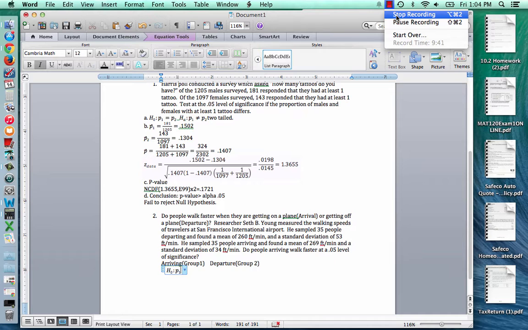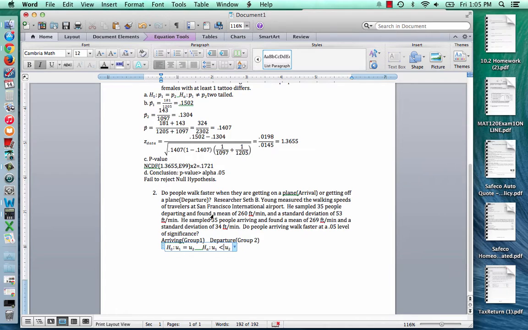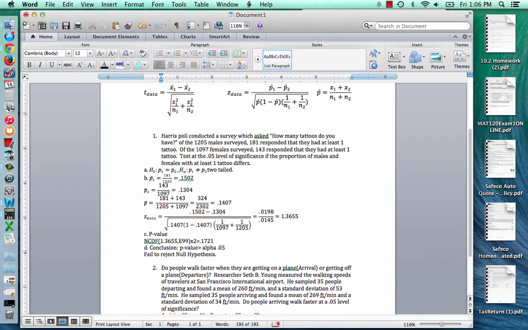We're using means here because we're given means and standard deviations. Okay, now I have the correct alternative and null hypothesis in there. Sorry for that. We're definitely testing means because we're given a mean and a standard deviation. So here is our null and alternative. We want to show that the arriving group is faster, which means they have less time than the departure group. So then it's on to the test statistic, which uses this formula here.